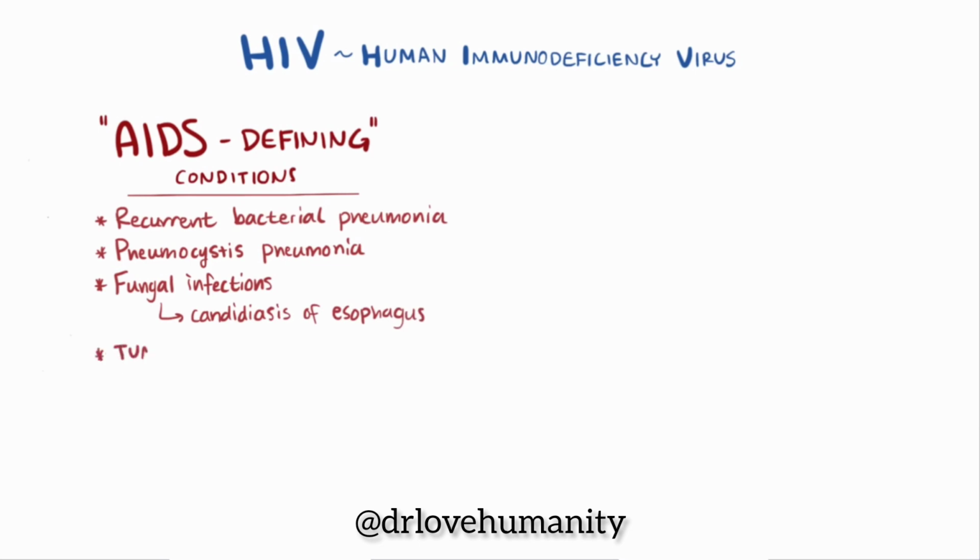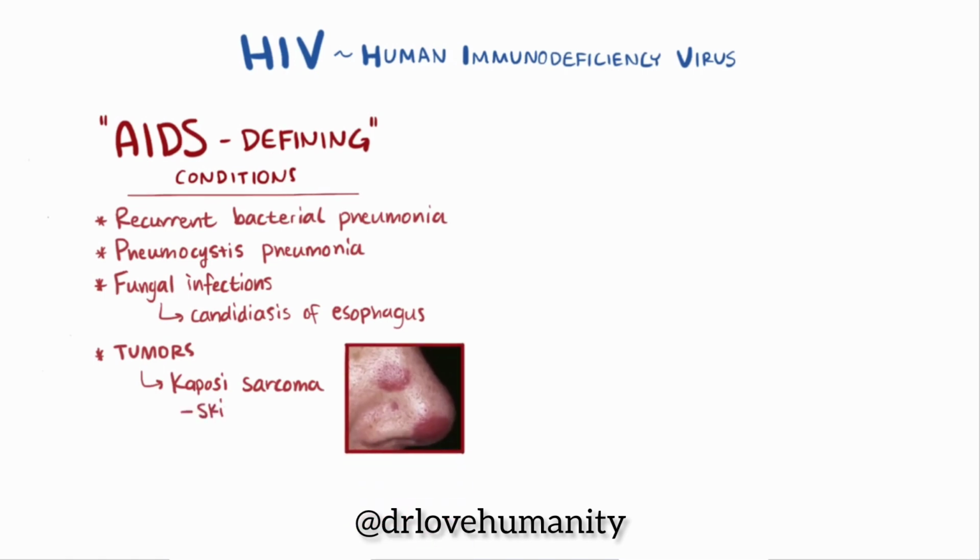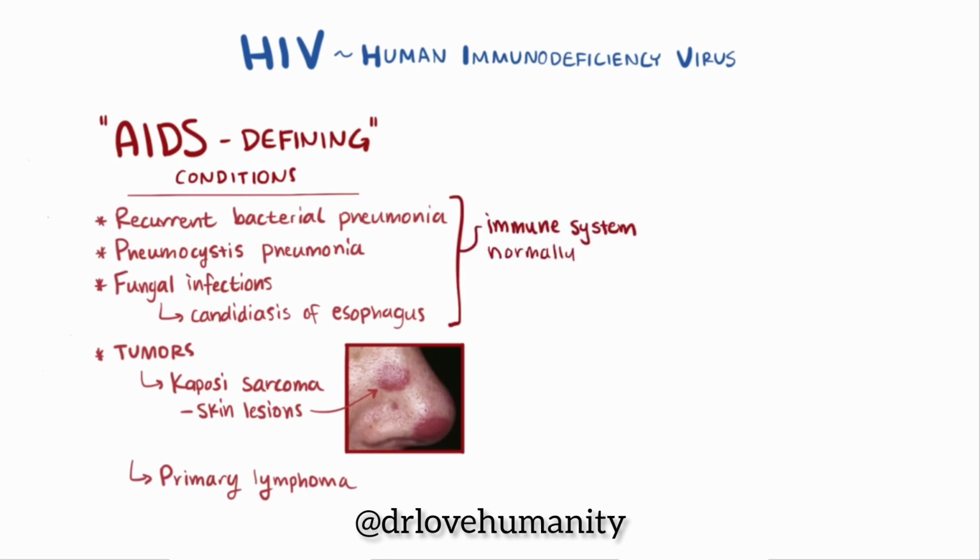Other conditions include certain tumors and malignancies like Kaposi sarcoma, which causes lesions on the skin and other soft tissue, and primary lymphoma of the brain. Many people with AIDS die from infections that a healthy immune system would typically be able to fend off, like pneumocystis, cytomegalovirus, or Mycobacterium avium complex.